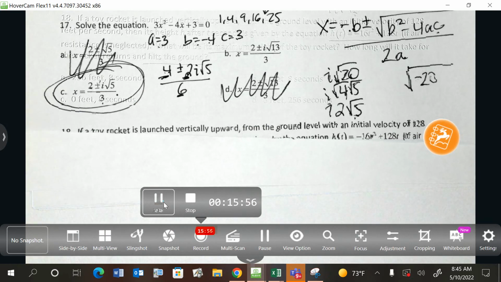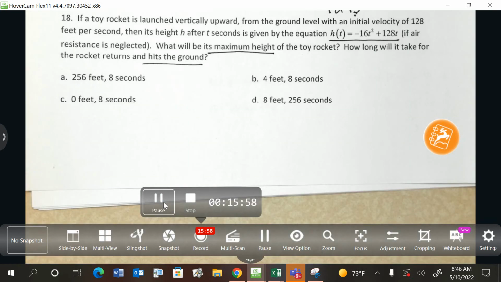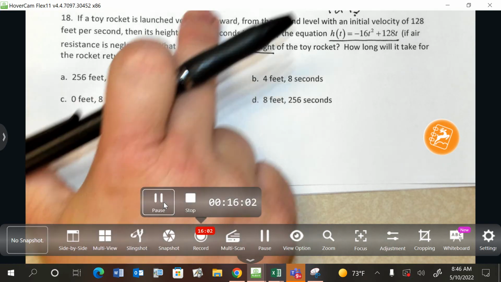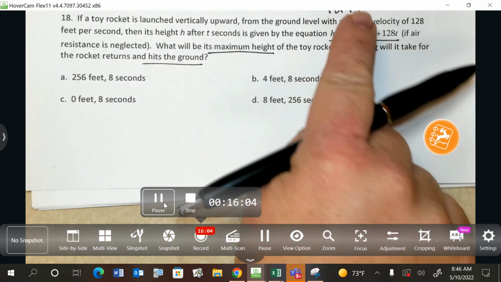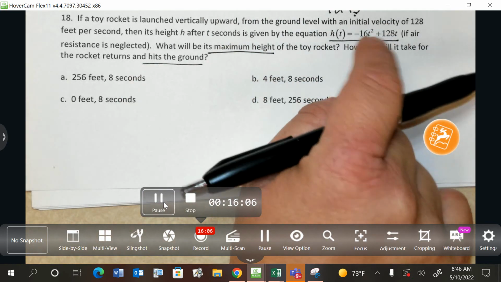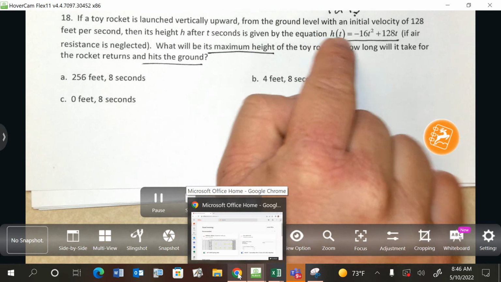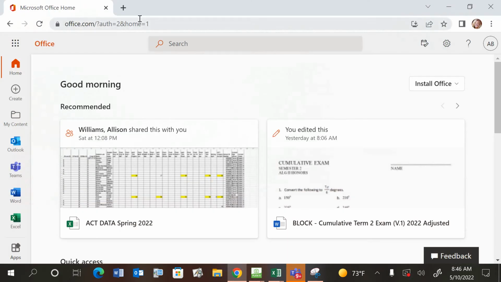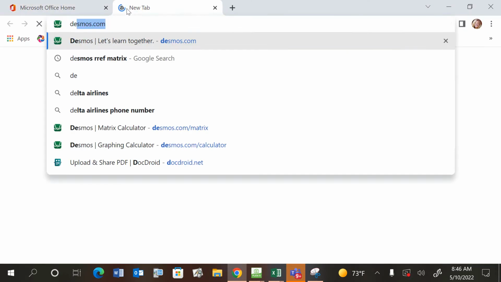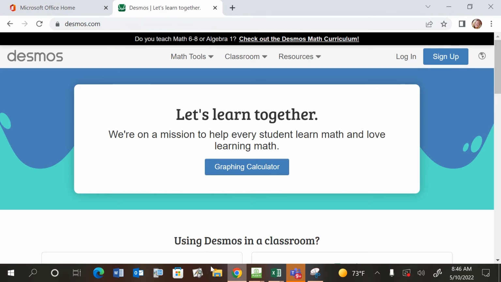Okay, so for this problem, we are going to model a toy rocket that's launched from the ground up into the air, and it comes back down and hits the ground. And then we're going to answer these questions based on what we see. Okay, so let's first plug in this equation that we have. So y equals this amount. You're doing the same with me. So how do I get there? I'm going to Desmos, and I'm going to plug this in.